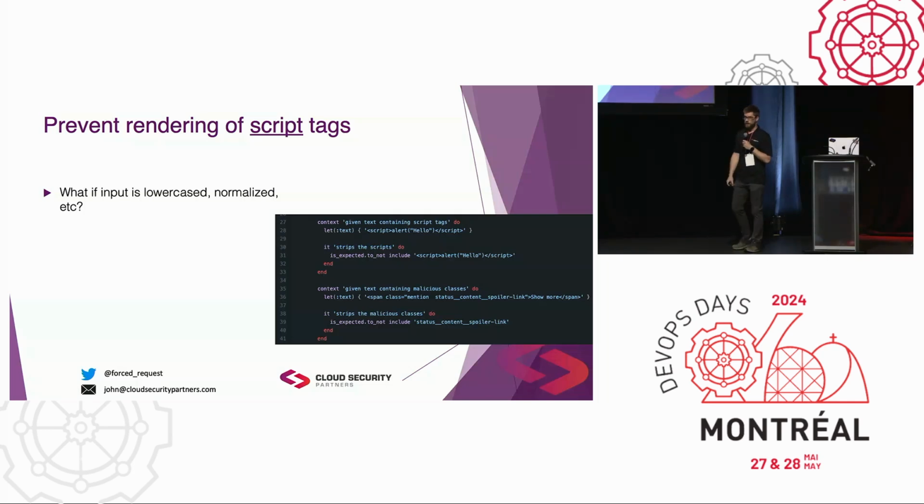So my first thought is, what if the input is lowercase or normalized in some way? When I first saw this test, something weird stuck out to me. The script alert there on the top has a capital H in it. And my first thought is, what happens if that H was a lowercase h? Would that change our test and cause it to fail, or maybe cause it to pass in a way that it shouldn't be? So we have to understand how our application is normalizing this type of data.